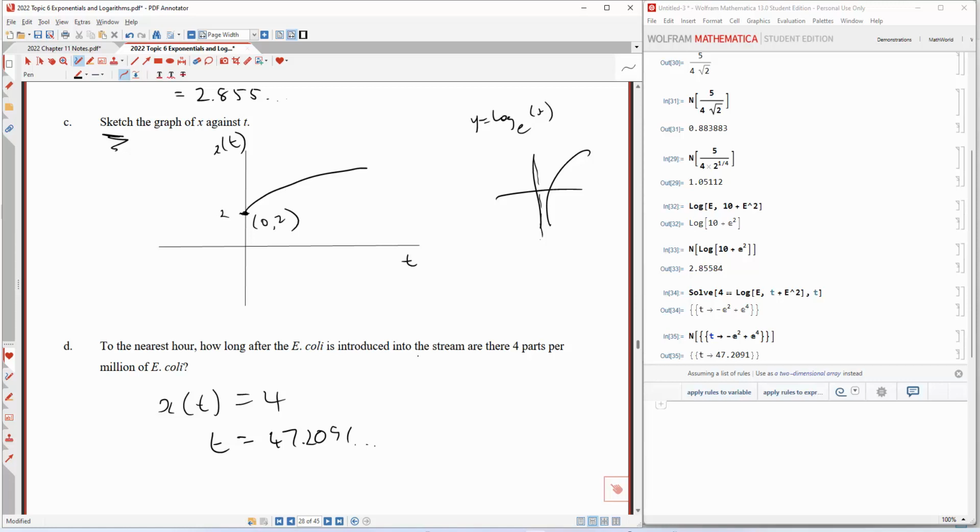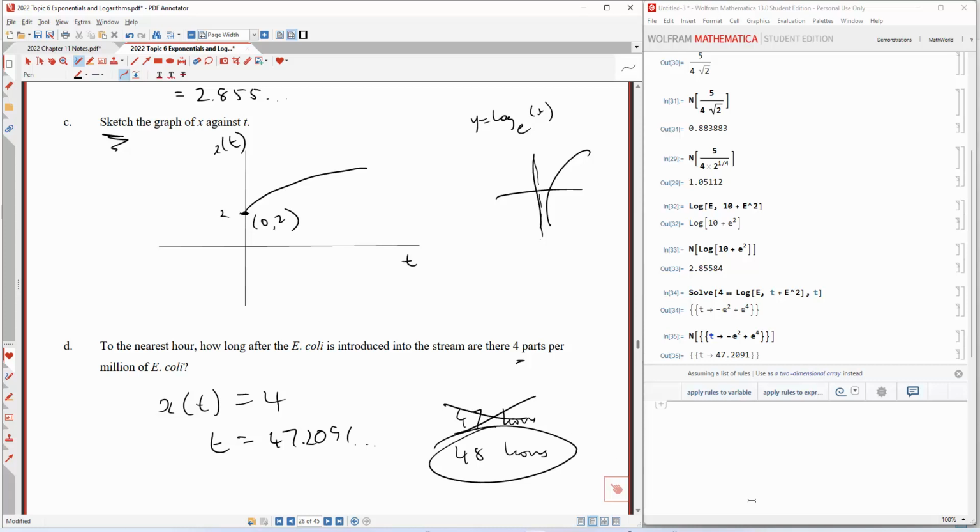Okay, so to the nearest hour, after how long are there 4 parts per million of E. coli? So what do I do? The answer is going to be either 47 hours or 48 hours. Now what's happening is the amount of E. coli is growing. So if I go down to 47, there's not going to be 4 parts per million. So the answer is going to be 48 hours.